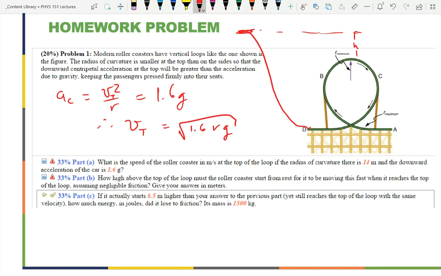1.6 times 4 times 1.6 times 9. I don't know how to do calculations. Remember, he did just have an answer. Oh, no. The downward acceleration of the car is 1.6. That should be right. Read the whole last one. It says the downward acceleration of the car is 1.6.